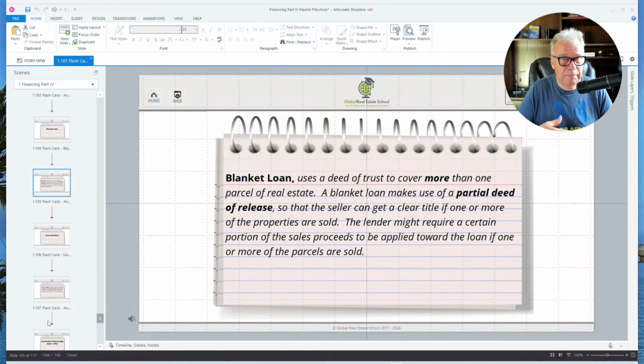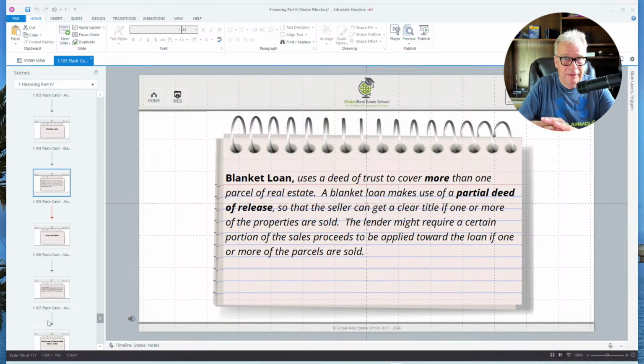So sometimes developers have a blanket loan over the whole subdivision, and when they sell one of their properties, they have to get what is called a partial deed of release. So the lender releases that specific legal description that you're selling. Okay, that's why we have to have legal description.